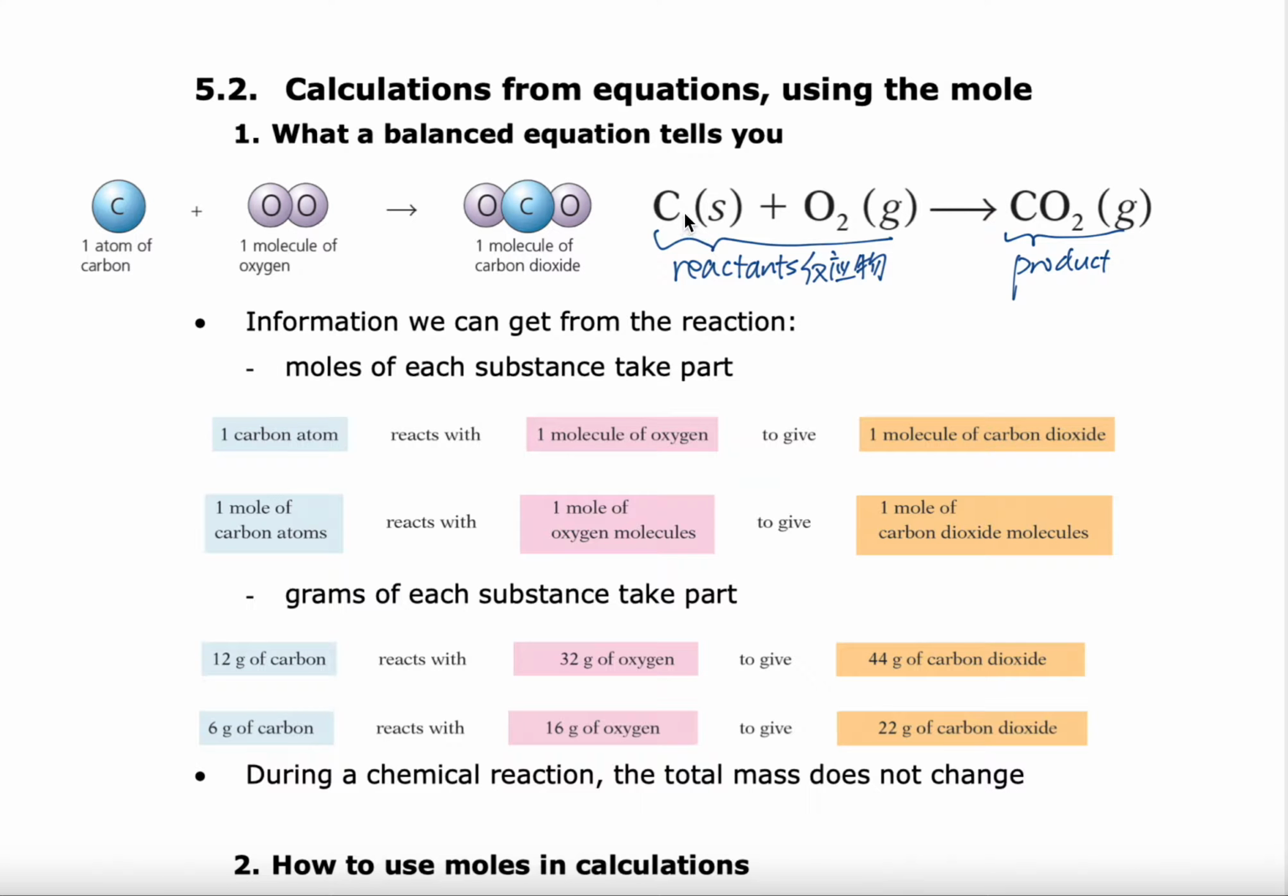This is the combustion of carbon, 碳的燃烧反应. Carbon reacting with an oxygen molecule, which is an O2 molecule, to form a molecule of carbon dioxide, a molecule of CO2. In the previous chapter, we have learned how to balance the chemical equation so that on the left-hand side and on the right-hand side, you have the same number of atoms.